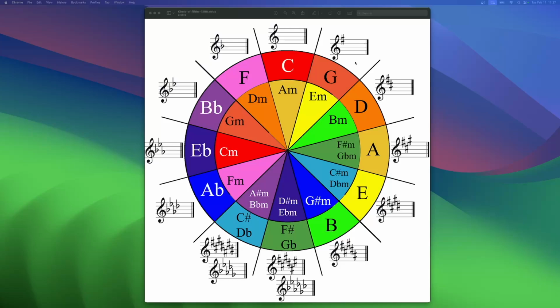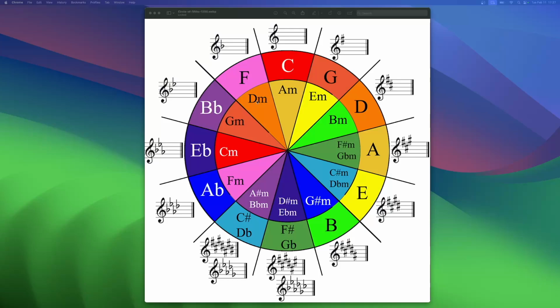The reason for this is that they're so closely related and so close to each other that it's not going to sound jarring, jumping between them. And there's only one note difference between each signature. Between C and G, only one note is being sharpened. Same thing with C and F, only one note is being flattened. So when you borrow chords from them, it's going to sound okay, essentially.